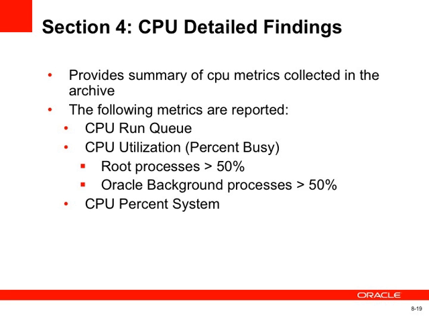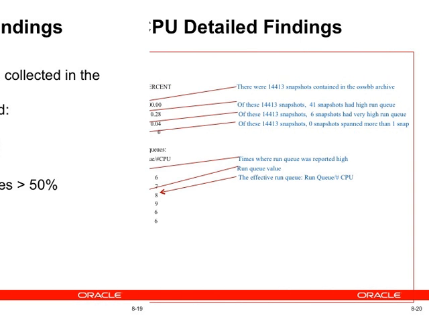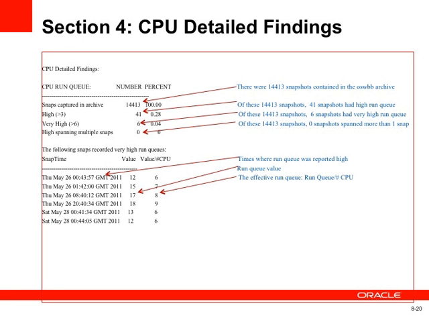This section reports details about CPU run queue and CPU utilization. CPU utilization is tracked for all root processes and all Oracle background processes, and warns if any of these processes consume large amounts of CPU. In this example we can see there were 14,413 snapshots contained in the archive. These 14,413 snapshots represent 100% of all snapshots.